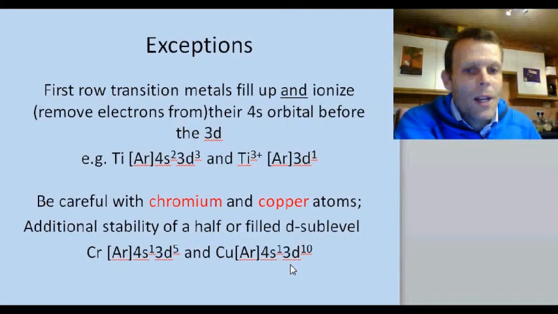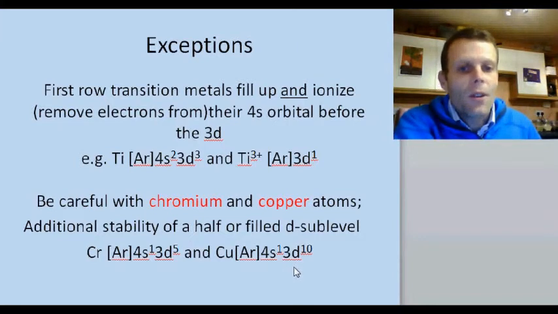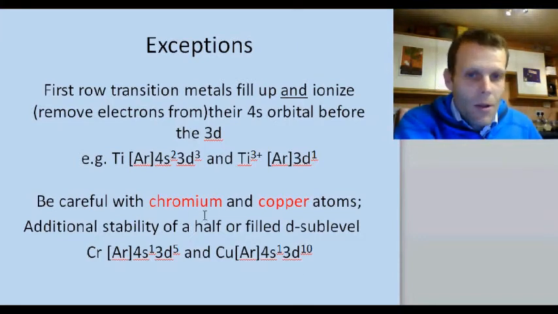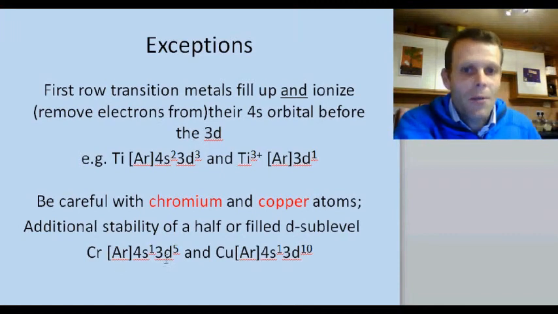Same with copper, rather than being 4s2 3d9, it exists as 4s1 3d10. Just 2 standalone anomalies, if you like, to keep in mind when you've been asked about an electron configuration. If it's chromium or copper, just be careful to remember that these small changes happen.